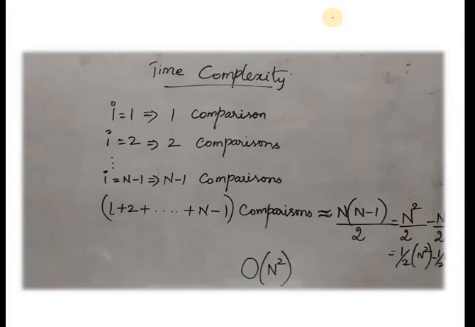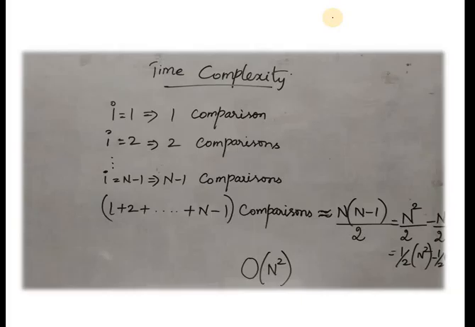When we talk about time complexity, when the I value is 1, when you're checking the second element, how many comparisons do we have to do? We have to do 1 comparison, maximum 1 comparison. If I is equal to 2, 2 comparisons. If I is equal to n minus 1, n minus 1 comparisons.